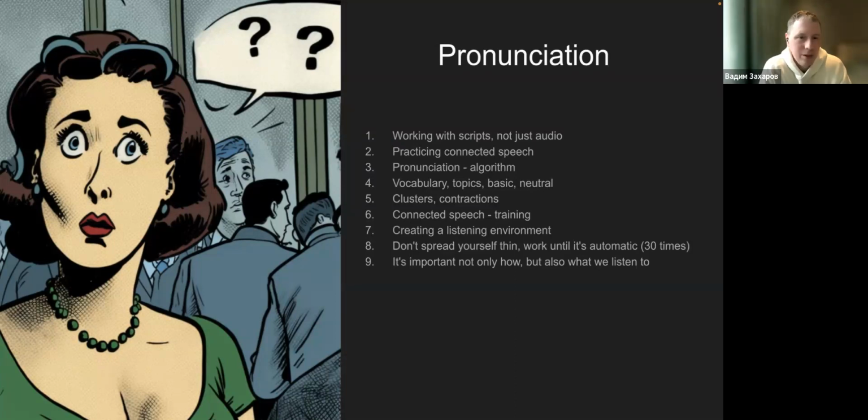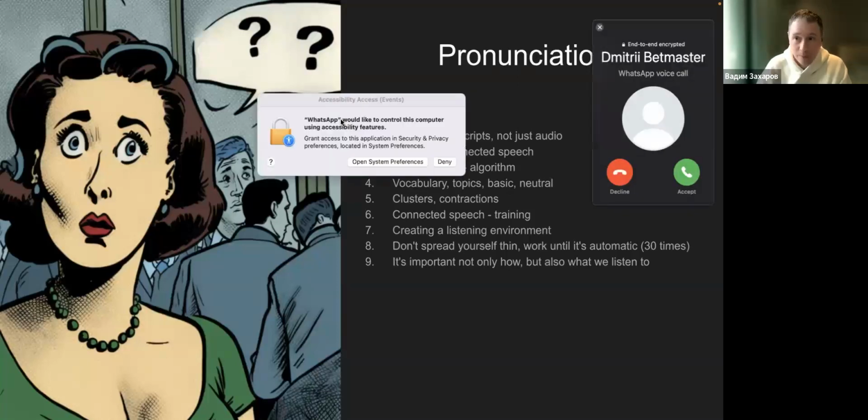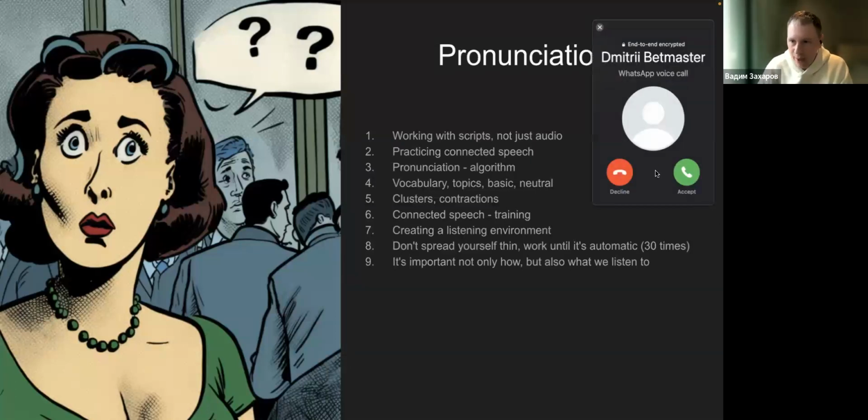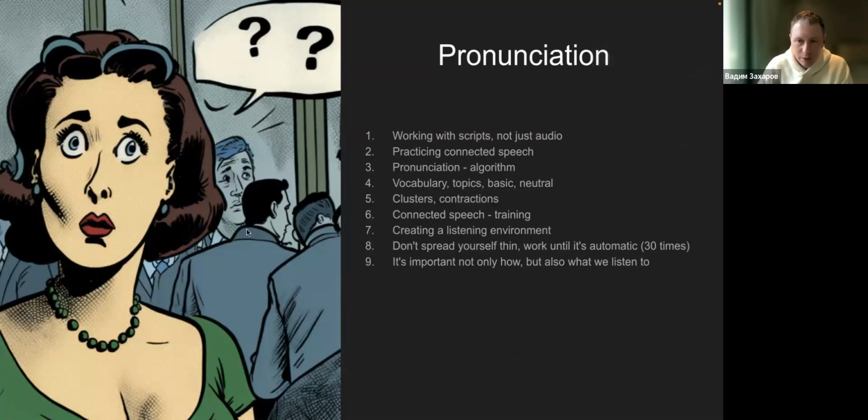Any language has it. In Estonian, I also feel like they have it. Okay, that's about pronunciation. Again, do not try to completely remove your accent, because you will still have it, but rather invest your time in working on your pronunciation. Okay, next, the next one is vocabulary topics, basic, neutral.